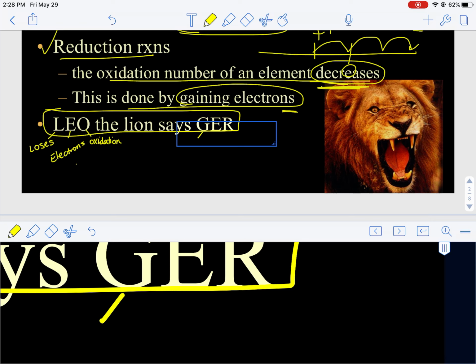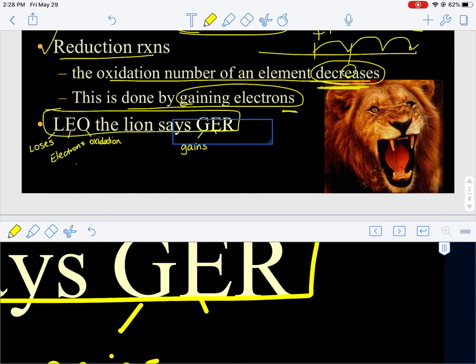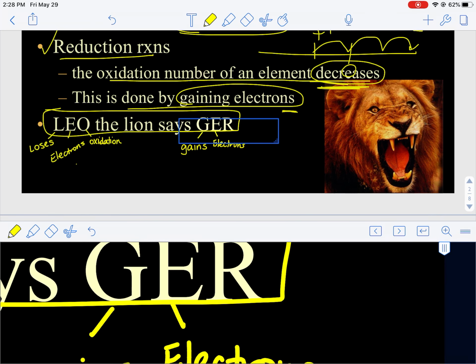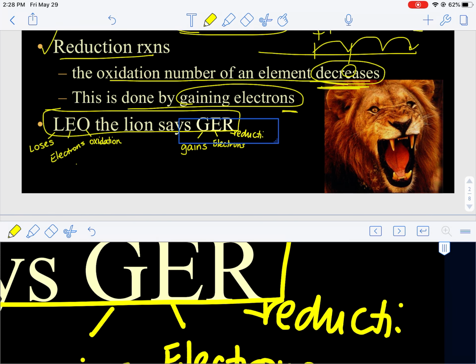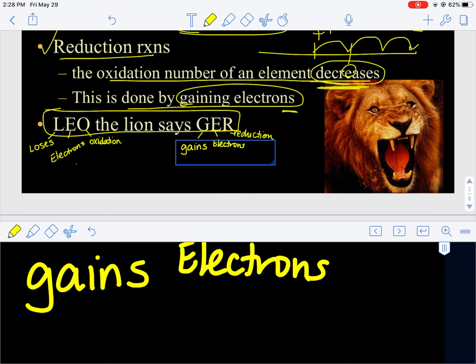The GR: G stands for gain or gains. The E again stands for electrons. And the R stands for reduction. So in a reduction reaction, the atoms are going to gain electrons.